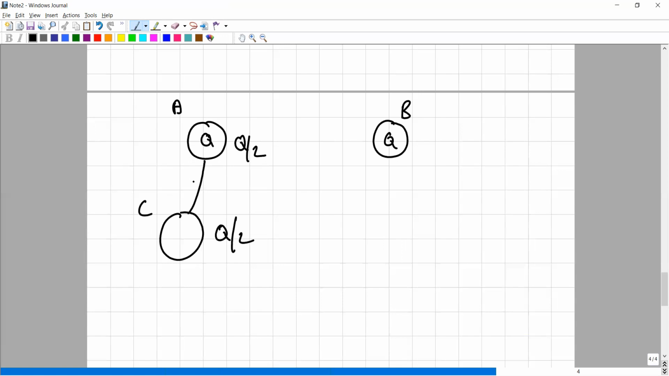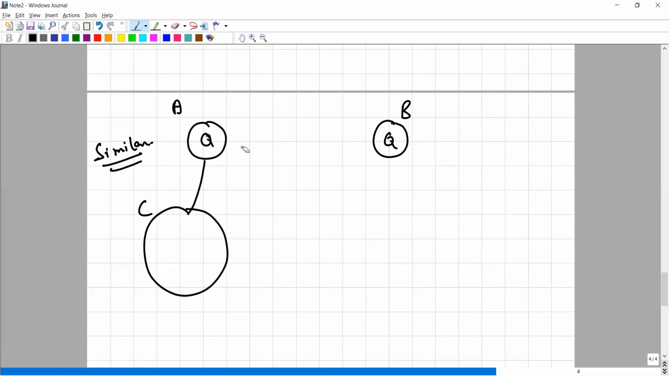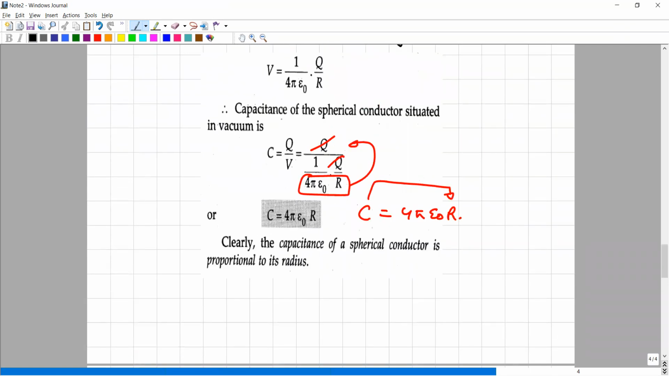Now this was only because these were similar conductors. Because these two conductors were similar, that is why they were holding equal charges, Q by 2, Q by 2. What if the other conductor is bigger? Then they would not have been holding charges Q by 2, Q by 2. Then they would be holding the charge proportional to their radius, because the capacitance, or the ability to hold charge, is proportional to the radius. That is what we have just now understood. The capacitance of a spherical conductor is proportional to the radius.